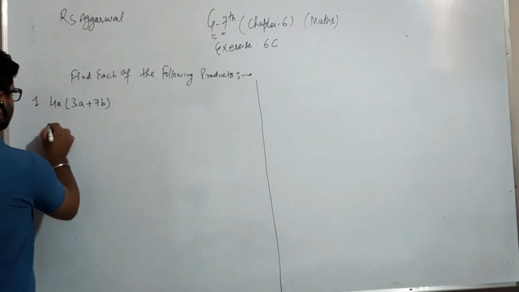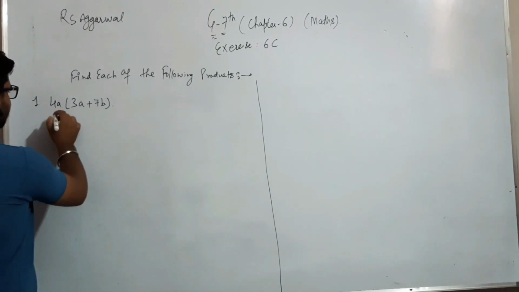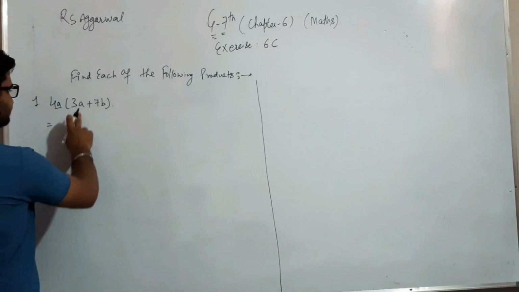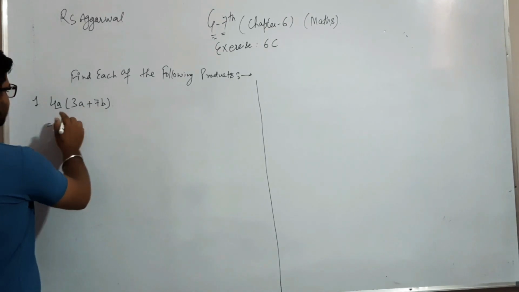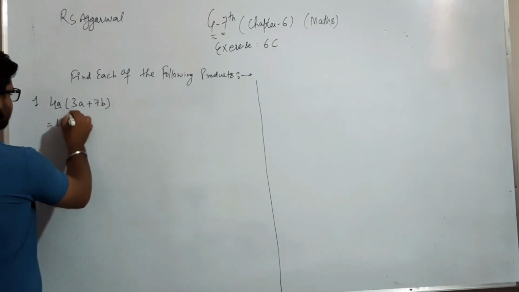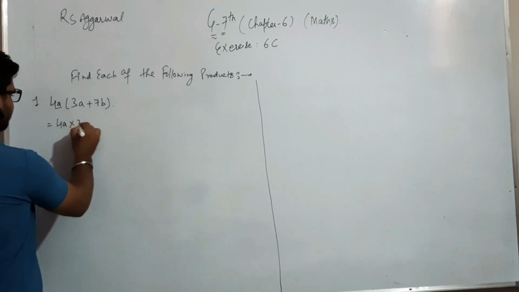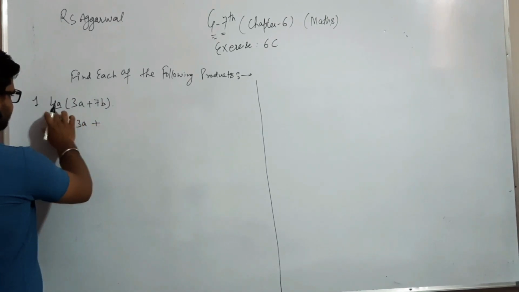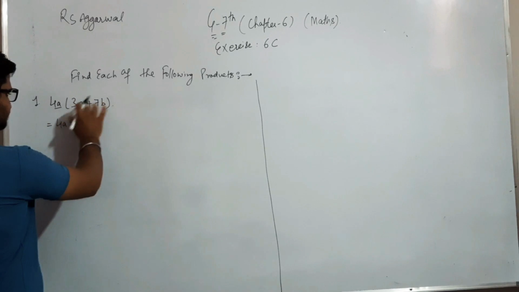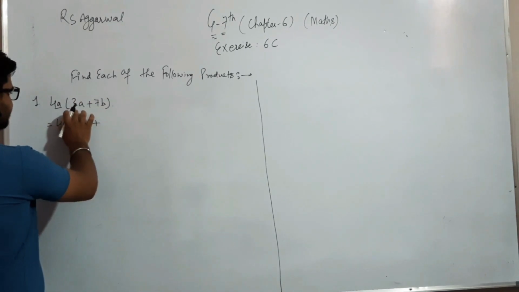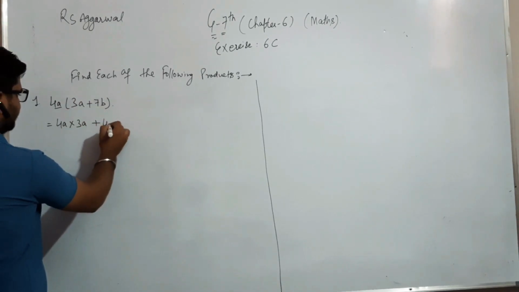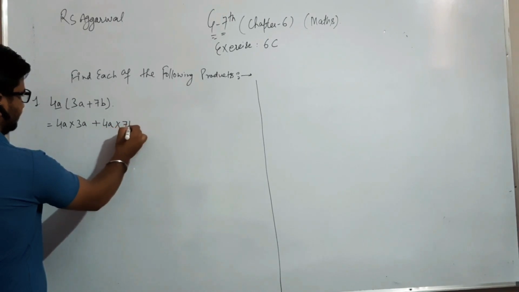So let me start from the first question, in which 4a is multiplied with the whole of the bracket, 3a plus 7b. This 4a, first we multiply it with 3a, and second we multiply 4a with 7b, like that.